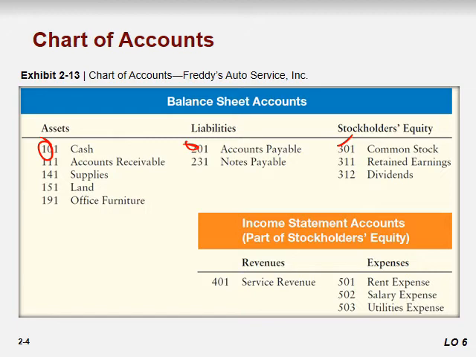So even if you don't know the name, if it is written 201, you know that this belongs to the liability side. So you just want to find out what this 201 means. 201 means accounts payable.